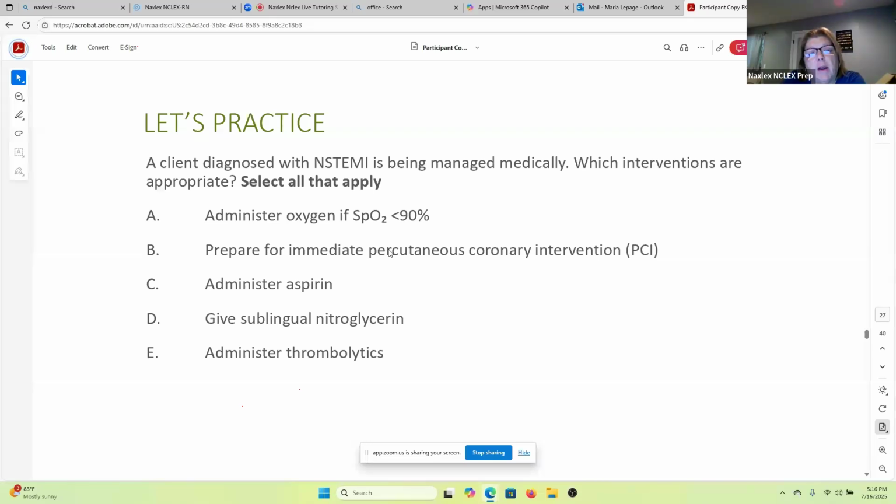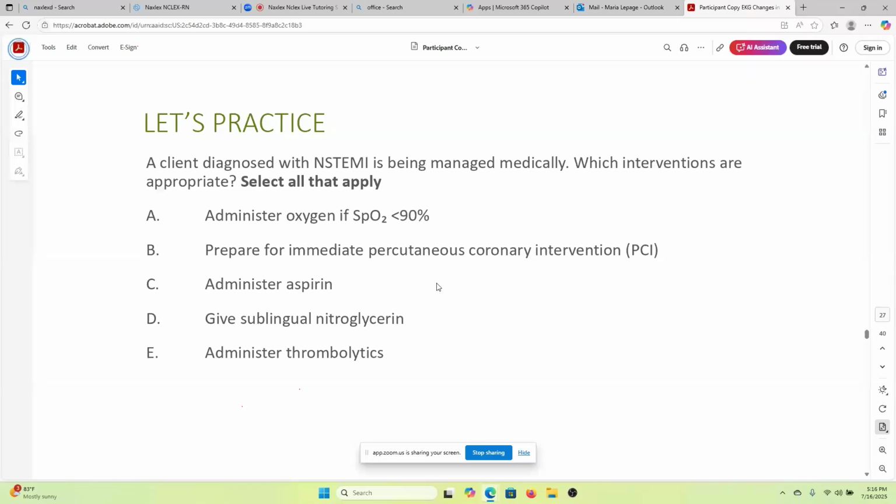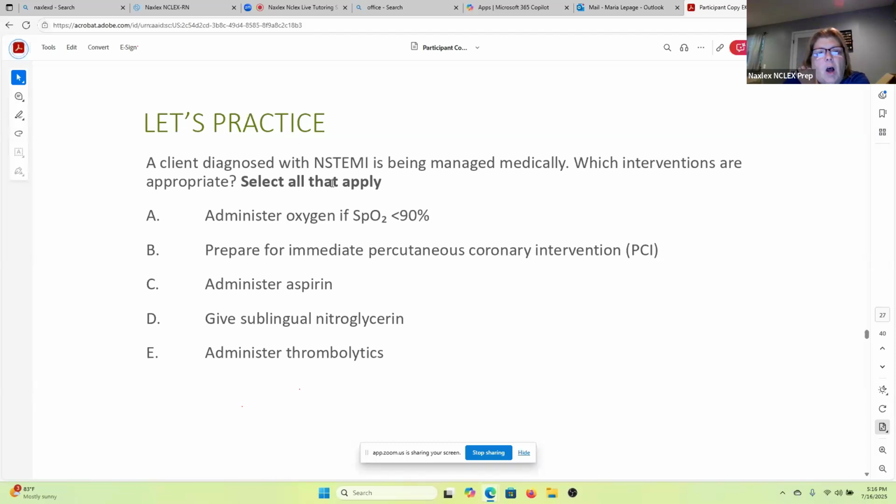So this is a select all that apply question. Okay. So there's going to be more than one answer choice. So go for A, B, C, and D. Yes. Okay, so I heard A, B, C, and D. Yes. So let's take a look at this question. This non-STEMI is being managed medically. So is B a medical intervention that we'd be doing for this patient?